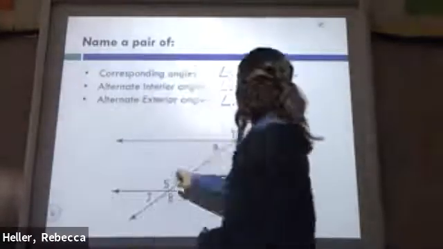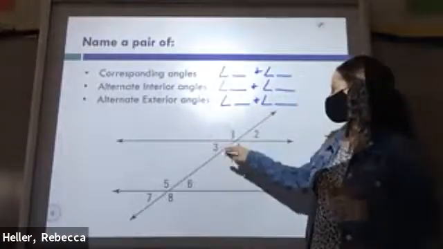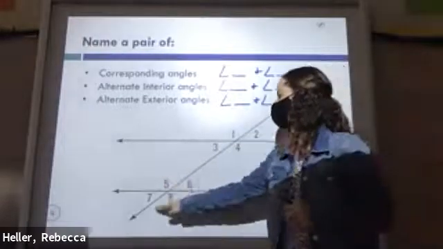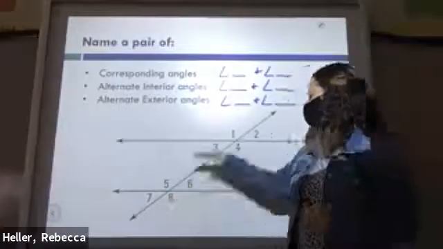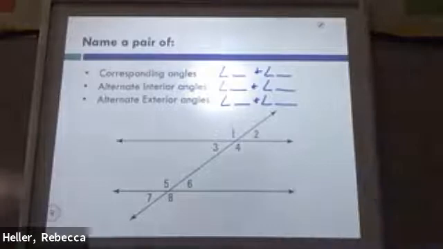Remember, they're in the same spot in each group of 4. So like 1 is on the top left, 5 is on the top left of those 4. Or 4 and 8, they're both on the bottom right. Okay, so you want to be corresponding.